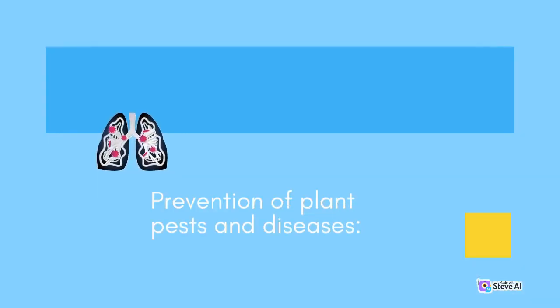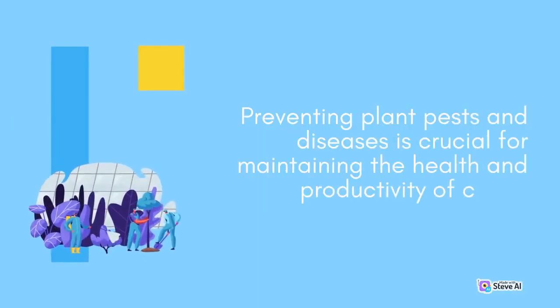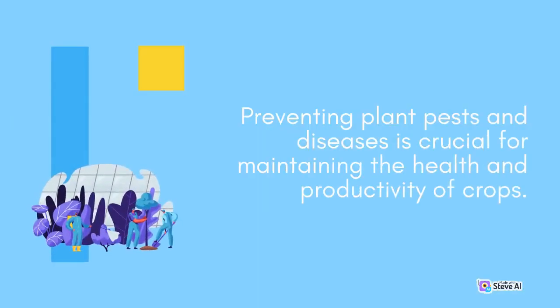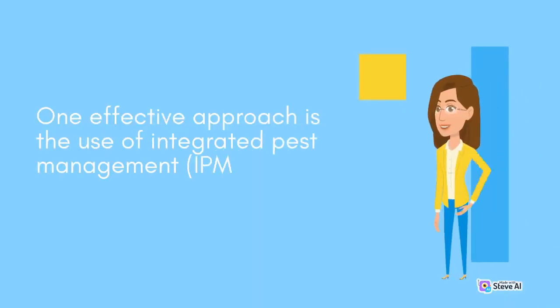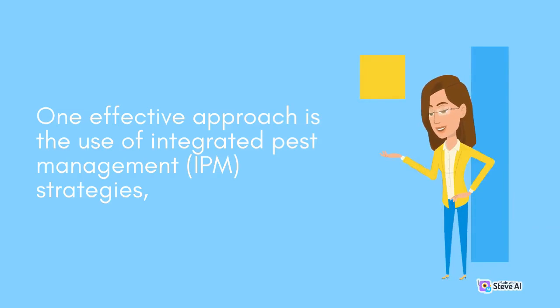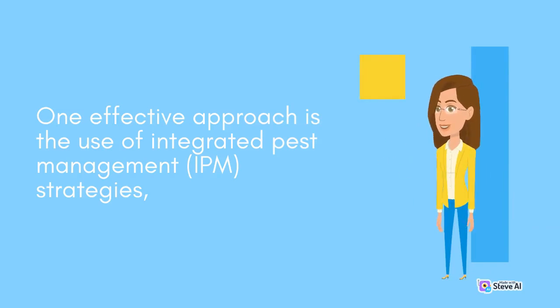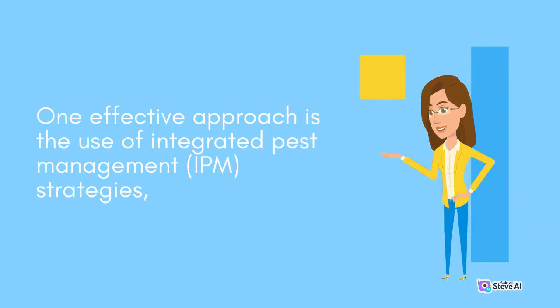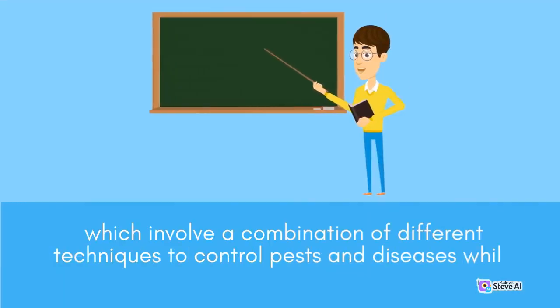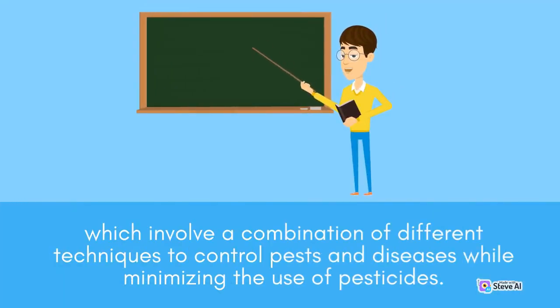Prevention of plant pests and diseases. Preventing plant pests and diseases is crucial for maintaining the health and productivity of crops. One effective approach is the use of integrated pest management (IPM) strategies, which involve a combination of different techniques to control pests and diseases while minimizing the use of pesticides.